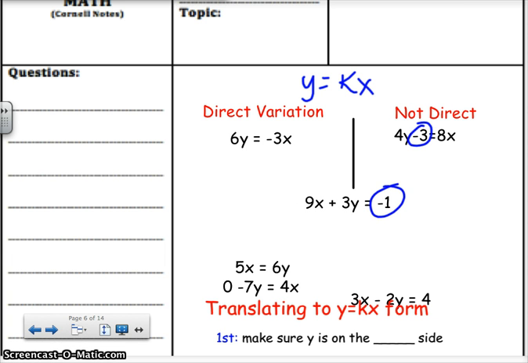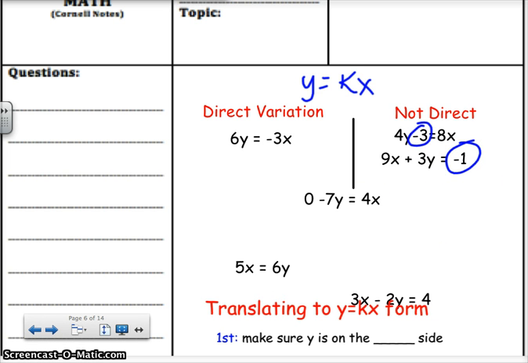Not direct because it has that -1. This is direct because the 0 can disappear. So that would be a proportional. By direct, I mean proportional. Okay? Proportional and not proportional. Direct is just the terminology for 8th grade. Proportional is 7th grade terminology.